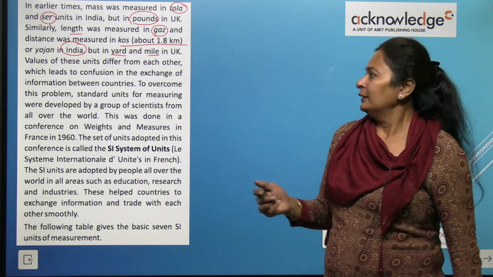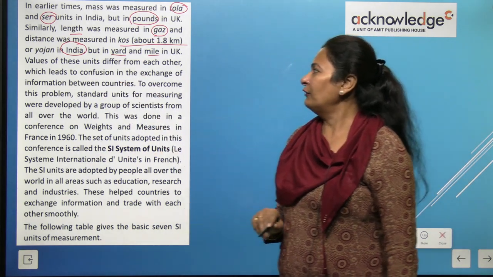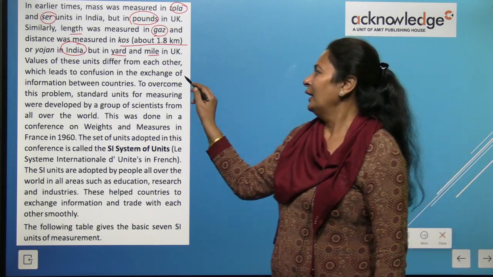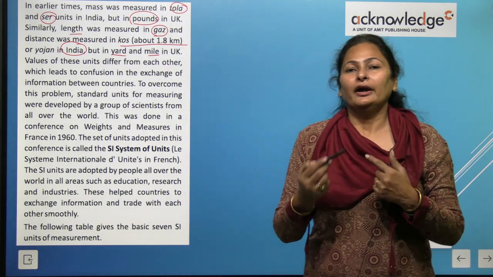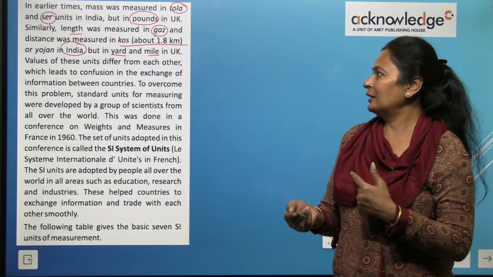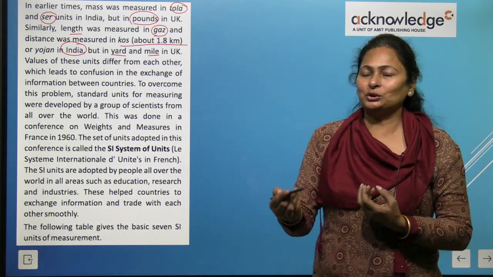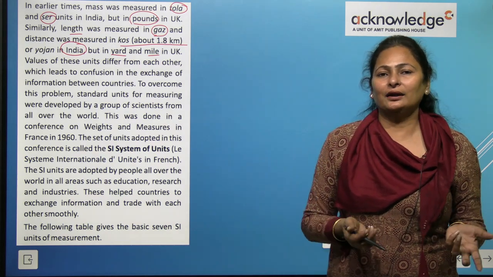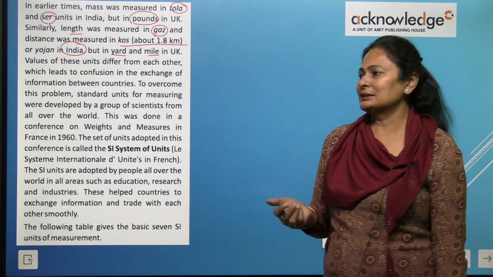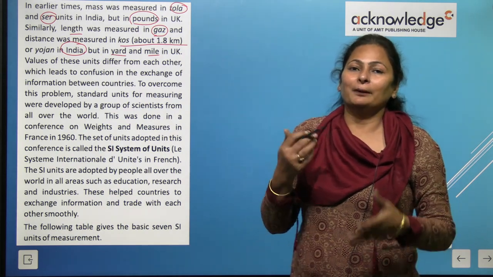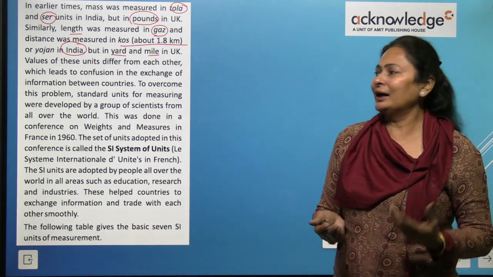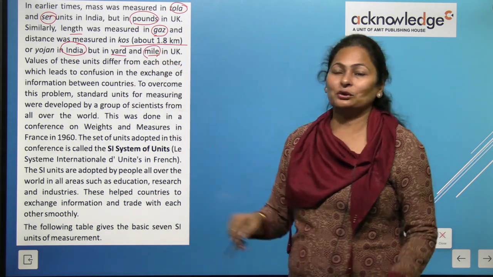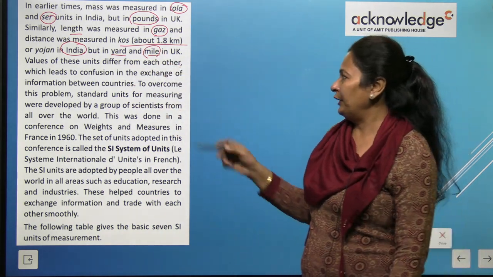It varies. So the values of these units differ from each other, which leads to a lot of confusion in the exchange of information. If I ask how many kos the distance is, the person staying in the UK would not be able to understand what I am talking about, because they measure in yards and miles. So the values are different.